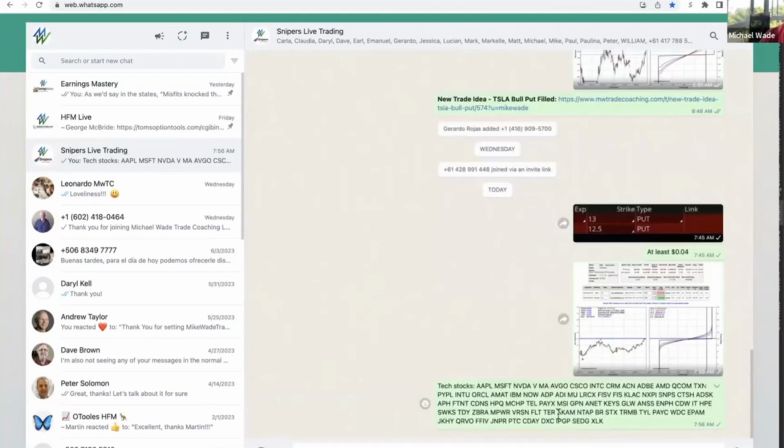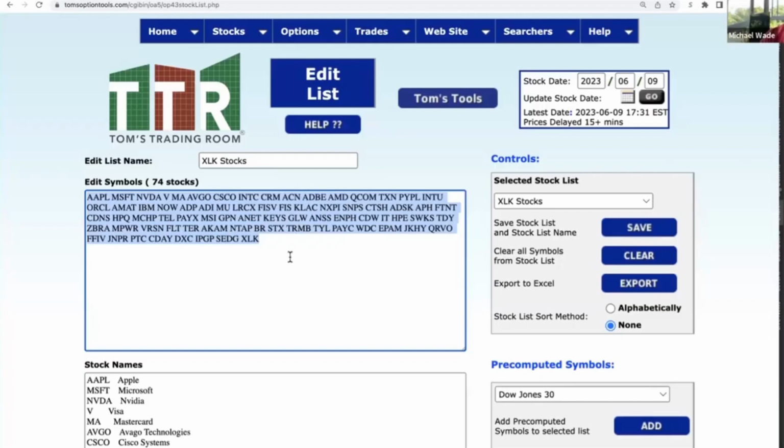There you go. If you want to create this list, you copy the tech stocks, then go to edit list, paste those stocks in, select a name you like, and hit save. Now that you have that, notice that the XLK itself is also amongst the stock symbols. So from there, you can start looking around.